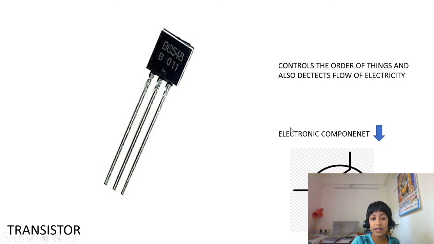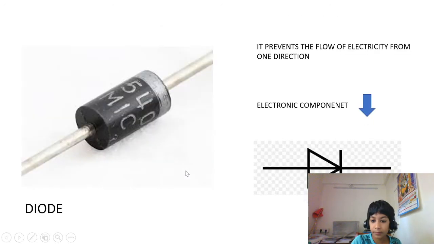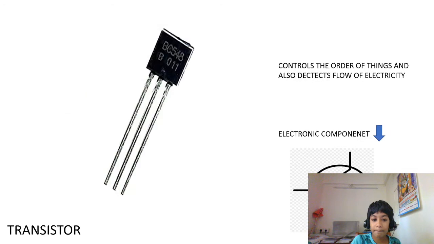Transistor. It's like one of the hearts of electronics. It controls the order of things. Also detects the flow of electricity in many ways. So transistor is like, think you're making a water level indicator. As soon as the wire touches the water, electricity starts and the transistor captures it. The electronic symbol for a transistor is this one.